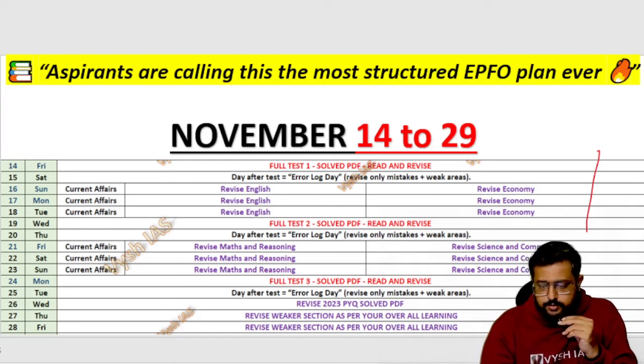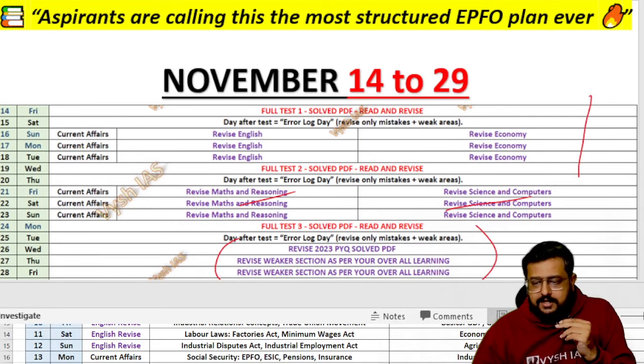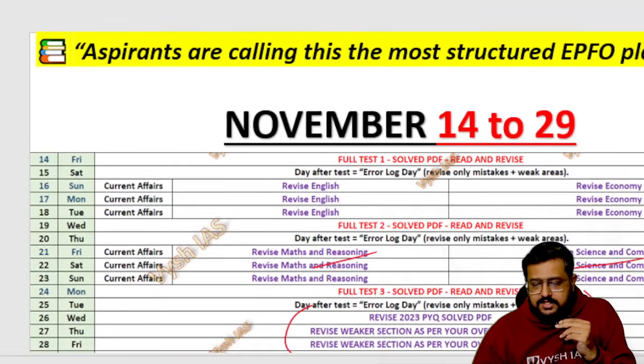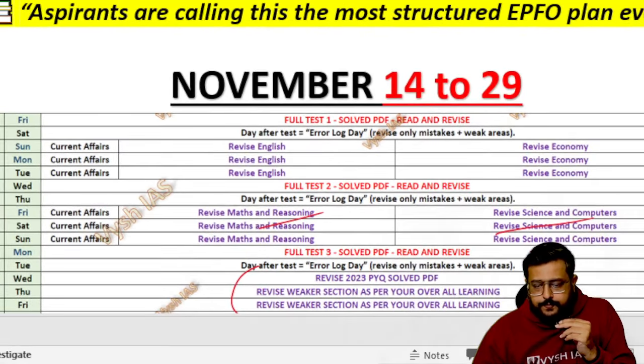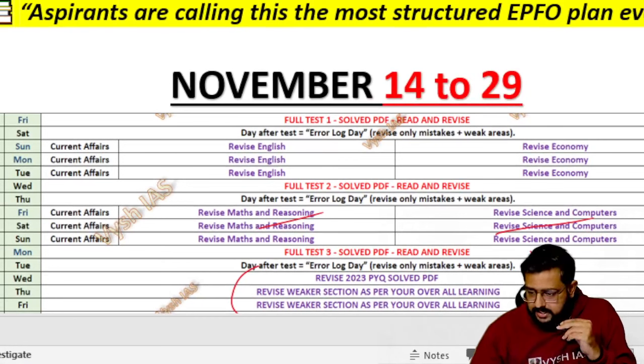So 3 full tests will be there, and after that the revision part is there, and again revise your weaker section. You have to do the section which you are weak in, so that you don't lag behind anything, because everyone's strengths and weaknesses are different. So you have to do according to that, and then the last day you will have November 30, which is your exam. By 28, 29 you will finish the syllabus.